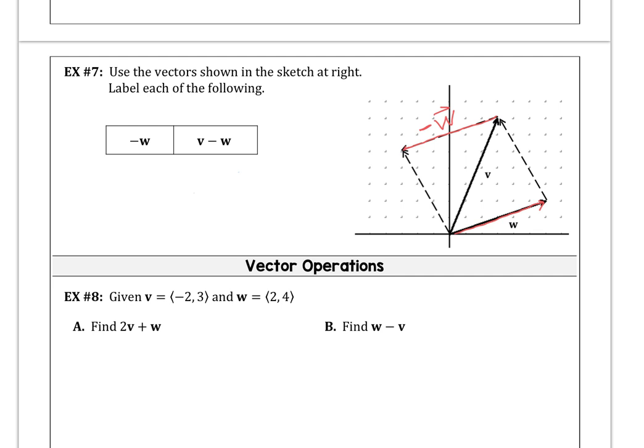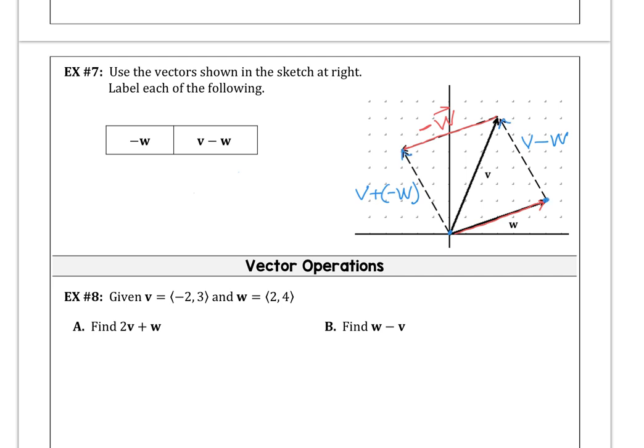Now for v minus w, we have v going this way, and the opposite direction of w. So from the tip to tail method, starting here at the beginning of v and going up to the tail of the opposite of w, this side would be v minus w. So I'm adding v plus the opposite of w. This is v minus w. They both start here and terminate here.